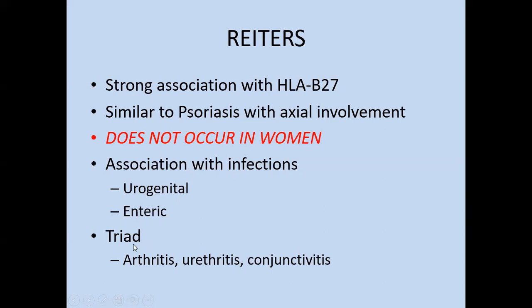The clinical triad of Reiter's is arthritis, urethritis, and conjunctivitis. So when patients present with this kind of clinical situation and inflammatory back pain, then we would be more concerned about Reiter's than ankylosing spondylitis, for example. So this is typically the background of these Reiter's patients.